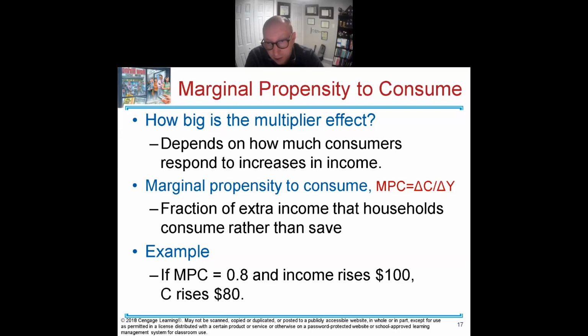Marginal propensity to consume is how the multiplier effect works. Marginal propensity to consume comes from a change in consumer spending divided by a change in gross domestic product. It's a representation of fractional income that comes from a higher wage, and then people go out and spend more. Very simple.